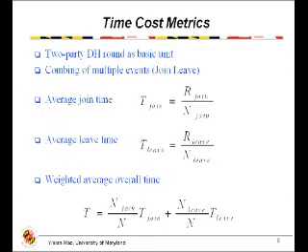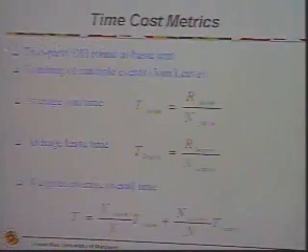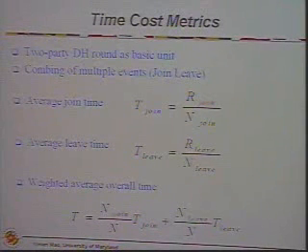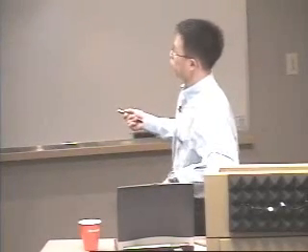And the time cost here is the time cost during a user join or user departure event. So there are some time cost metrics. Usually people use the two-party Diffie-Hellman round as the basic time unit. So when they say how many rounds, it's referring to two-party Diffie-Hellman rounds. And a natural way is to look at one join event or one leave event. Another way is to look at average join time. We combine several join events.